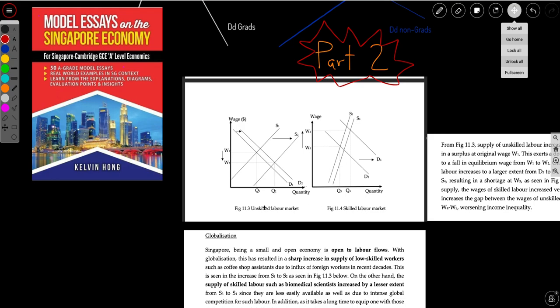So university, non-university, less skilled over here, more highly skilled over on this side. Now the wage gap already exists. W3 is higher than W1, as you can see. Now the wage gap has increased over time, W4 for the university grads, and the wages have dropped to W2 for the non-university grads. So W4 to W2 is a larger wage gap. Why is this so? We are going to explain why.